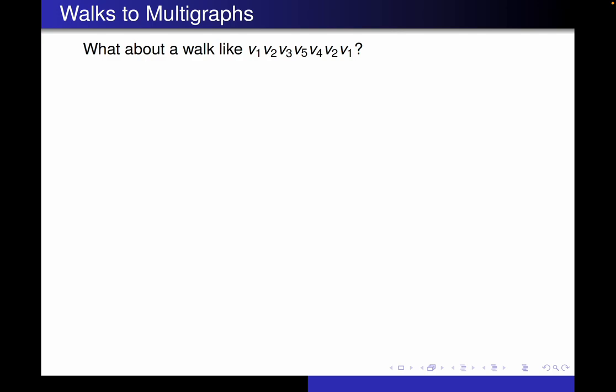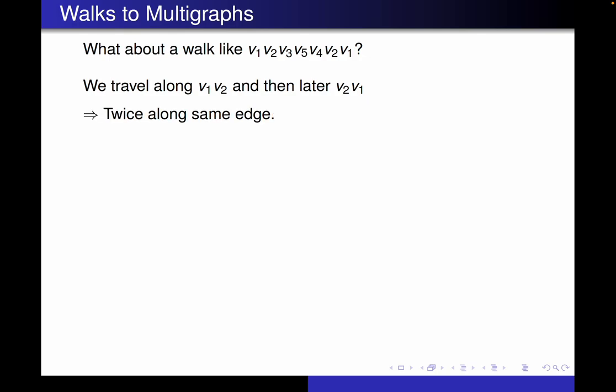Now, what if you have a walk like the following? It goes from V1, V2, V3, V5, V4, V2, V1. Well, we travel along V1, V2 at the beginning, and then at the end go back from V2 to V1, which means that we're traveling twice along the same edge. How would we model that in a graph?